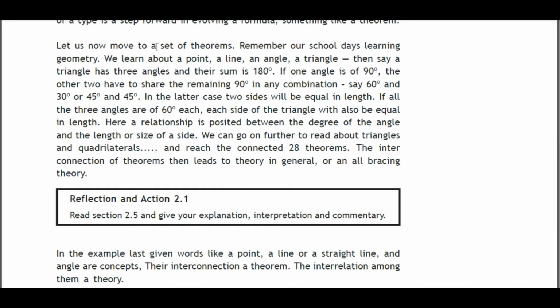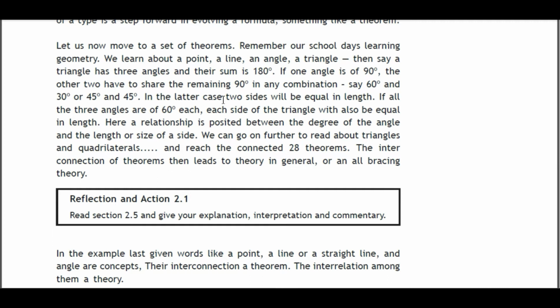Let us now move to a set of theorems. Remember our school days learning geometry. We learn about a point, a line, an angle, a triangle. Then we say a triangle has three angles and their sum is 180 degrees. If one angle is of 90 degrees, the other two have to share the remaining 90 degrees in any combination, say 60 degrees and 30 degrees, or 45 degrees and 45 degrees.